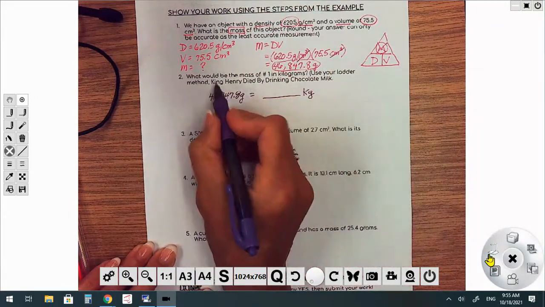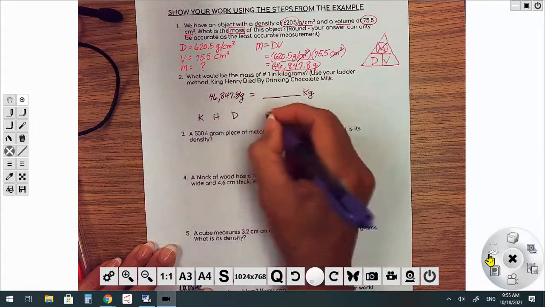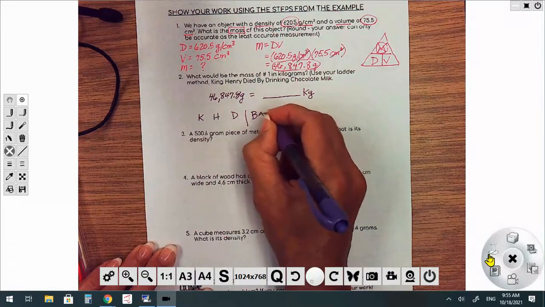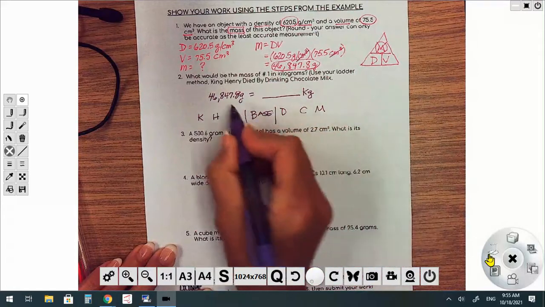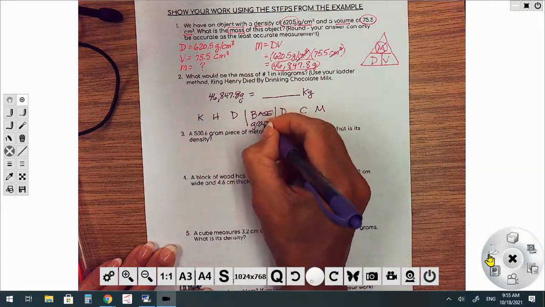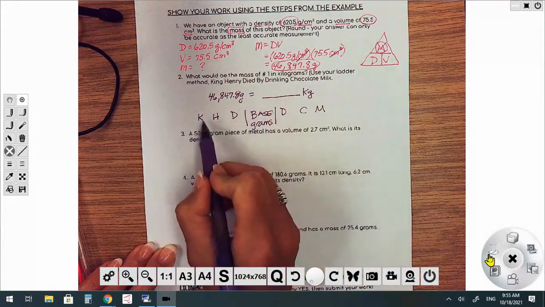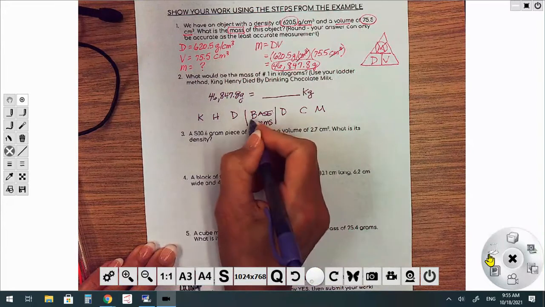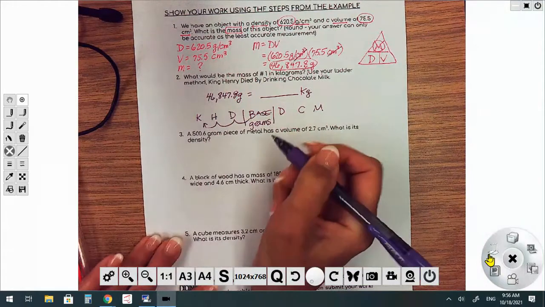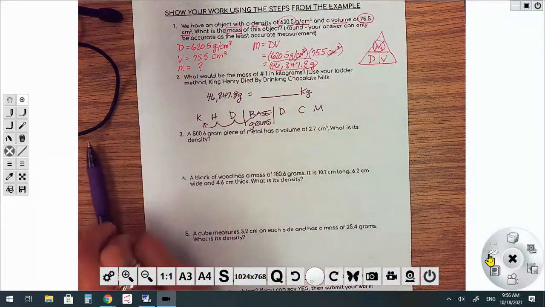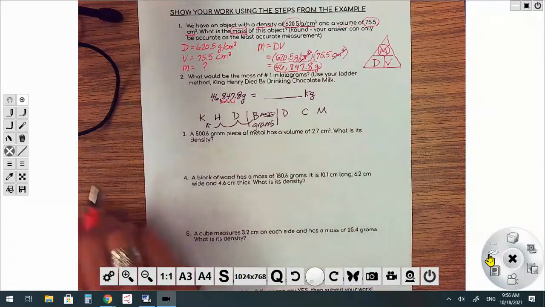So remember your ladder method. Kilo, hecto, deca, then you have your base unit, deci, centi, milli. Our base unit in this case is grams, and we're trying to get to kilograms. So we're starting at the base and we're working our way to kilo. So that means we have to move our decimal 1, 2, 3 to the left. That's all we're moving is the decimal. 1, 2, 3 to the left.